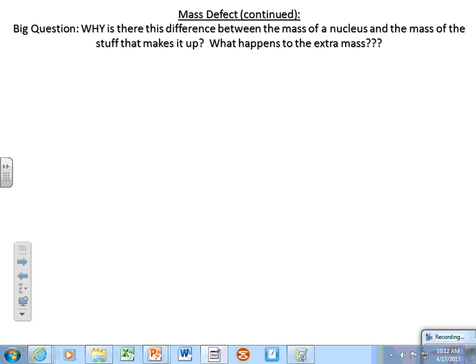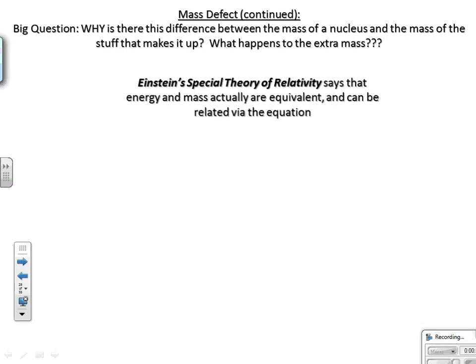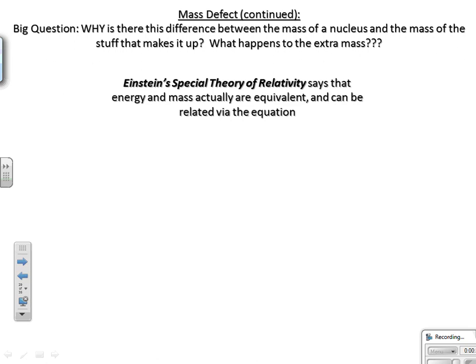So we explain it using Einstein's special theory of relativity, which says that energy and mass are actually equivalent and can be related with the equation E equals mc squared. It's like the second to last video of the year, and we finally get to bring that out.